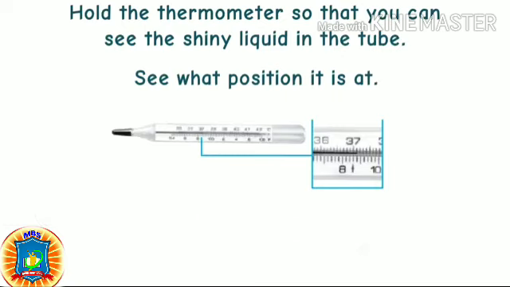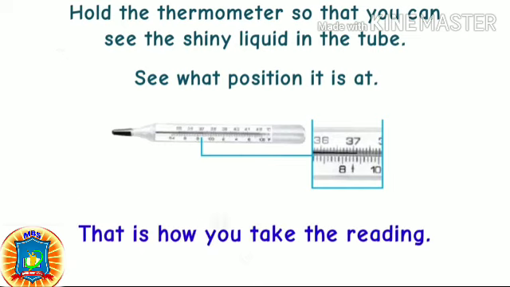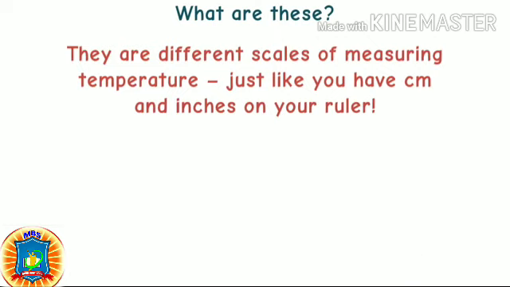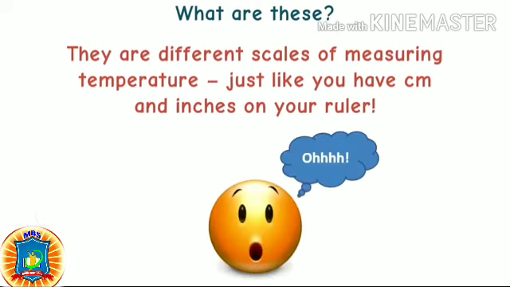Hold the thermometer so that you can see the shiny liquid in the tube. See what position it is at. That is how you take the reading. If you notice, there are two scales on the thermometer. On one side you see 0 degree Celsius, on the other side you see 0 degree Fahrenheit. What are these? They are different scales of measuring temperature, just like you have centimeter and inches on your ruler.